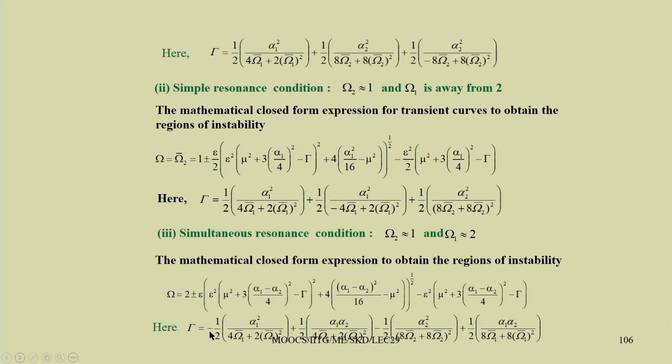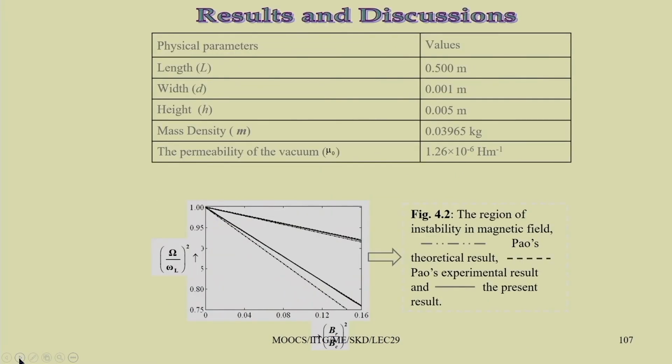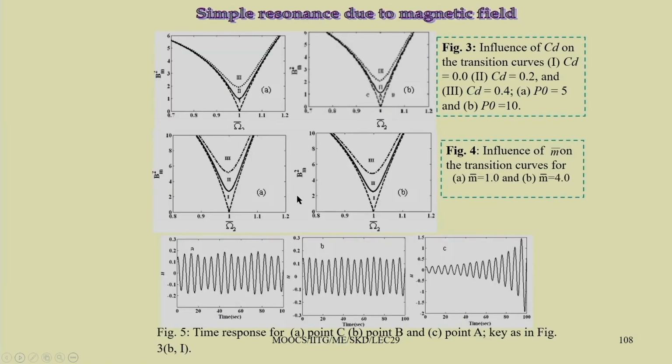As the equations are simple, you can get a closed form solution, and from that you can plot this instability region in the omega by omega L square, beta, B by B critical square plane. From this curve one can find the instability region. Outside the curve the system is stable, and inside these two curves the system is unstable. This way you can plot the stability diagram. You just see the stability diagram. These are the critical values.